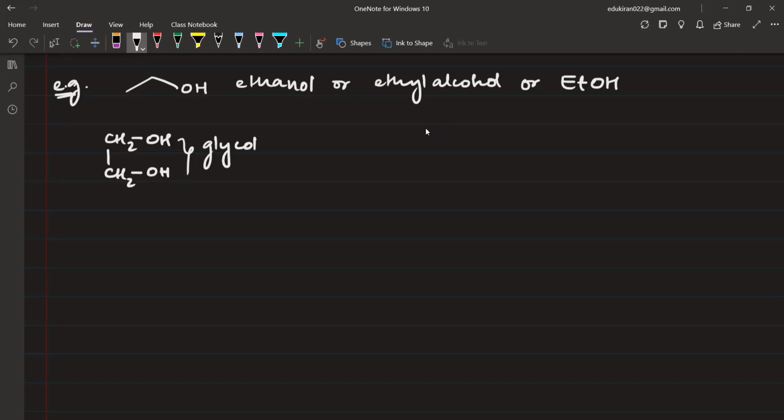Then you have CH2, CH, CH2, all of which have OH. This is glycerol. Okay, so there are a few things that you should remember. Just remember them in the back of your head.